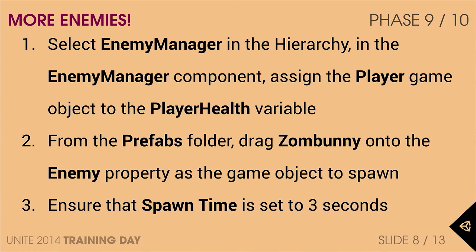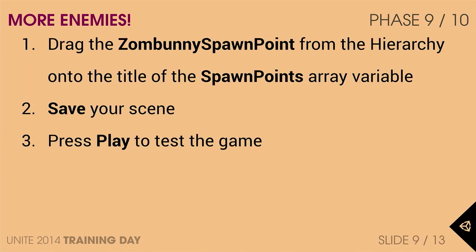Oh no. Now that that's done, we made sure the spawn time's set to 3. We knew that was already set, so we didn't mention that. And then the other thing that we did was to assign the Zombunny spawn point from the hierarchy onto the title of the array, which will automatically resize that array.